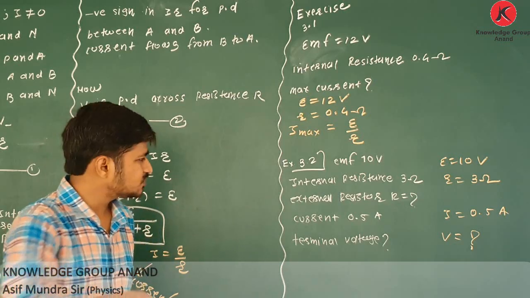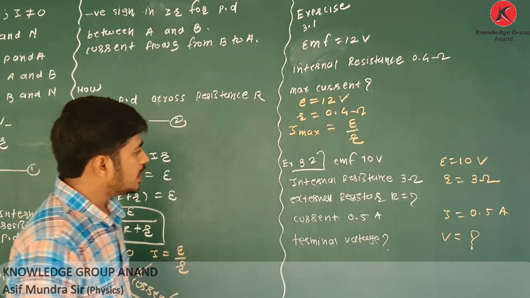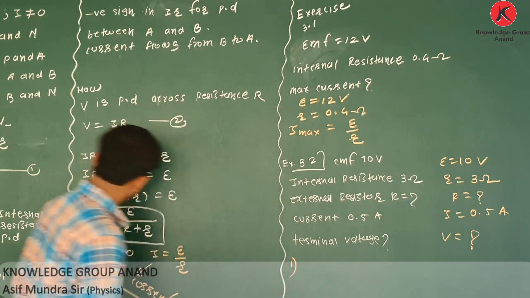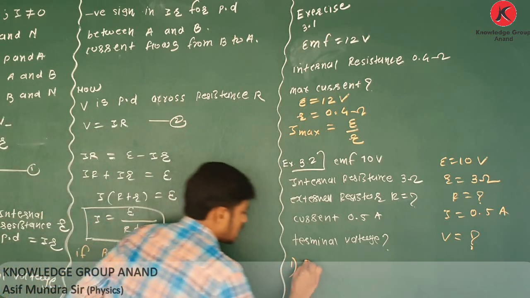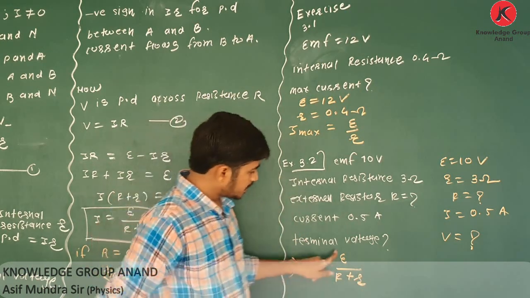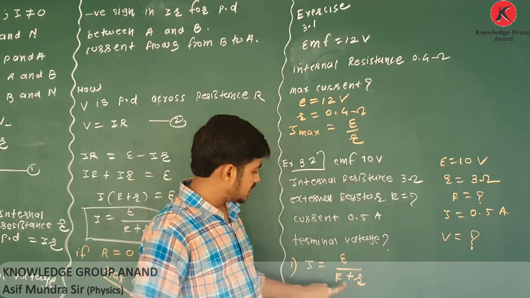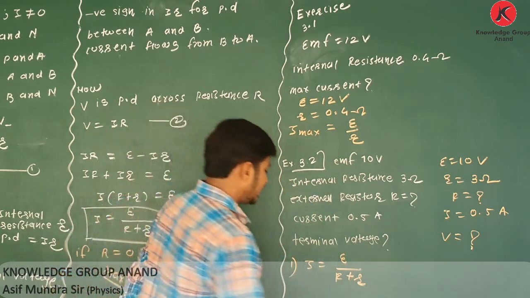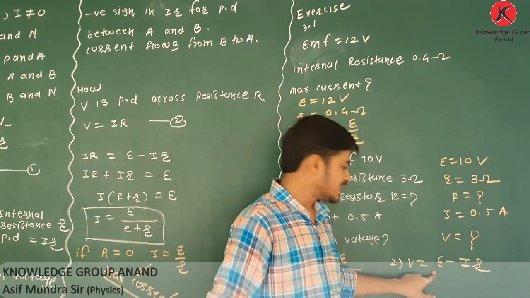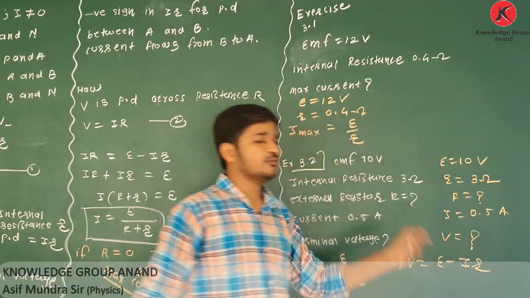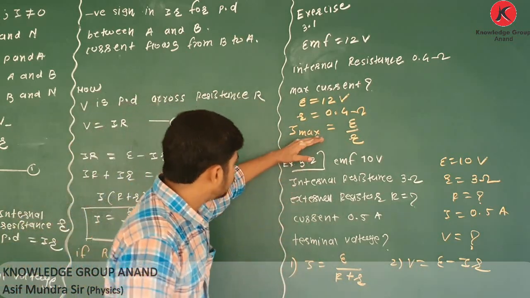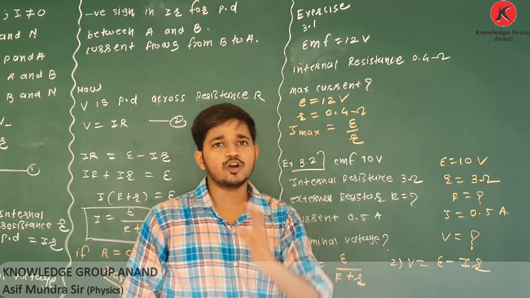How to find? Yes, we have an equation. First of all, you have to find R, the external resistance, so use this equation first. I is equal to E upon R plus r. E is given, small r is given, I is given, you have to find capital R. Simple. Second, V is equal to E minus Ir. E is given, I is given, r is also given, so you can find the terminal voltage. Clear about this? Write your answers for I maximum, for R and V in the comment box.